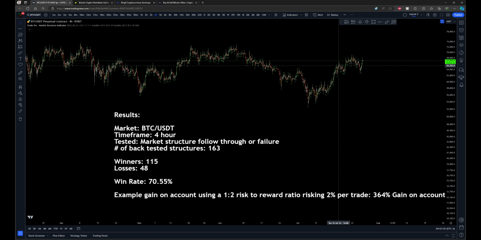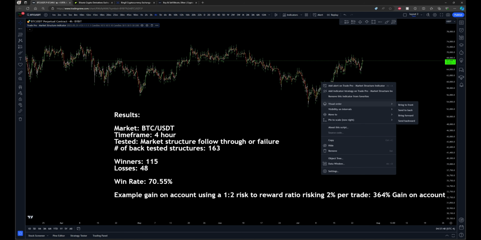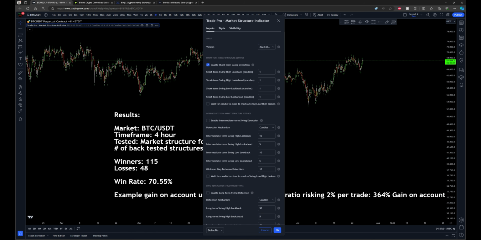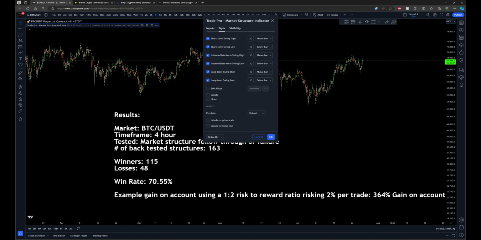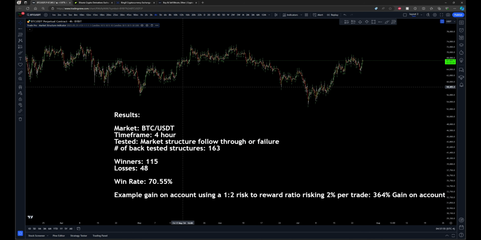You don't need this indicator for knowing the structure though. It just helps with identifying it, and it helps me keep the back testing all rigid, so it's not open to interpretation. So that's kind of the deal with this. It also will mark intermediate and longer term swing highs and swing lows as well, but I just have it right now with the settings marking in just the short term swing highs and lows for this specific test.